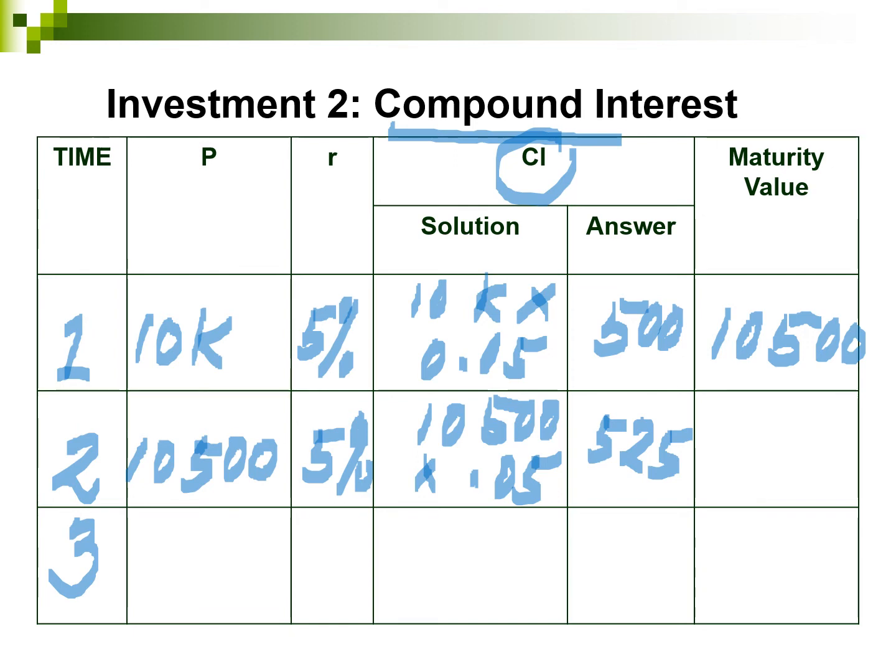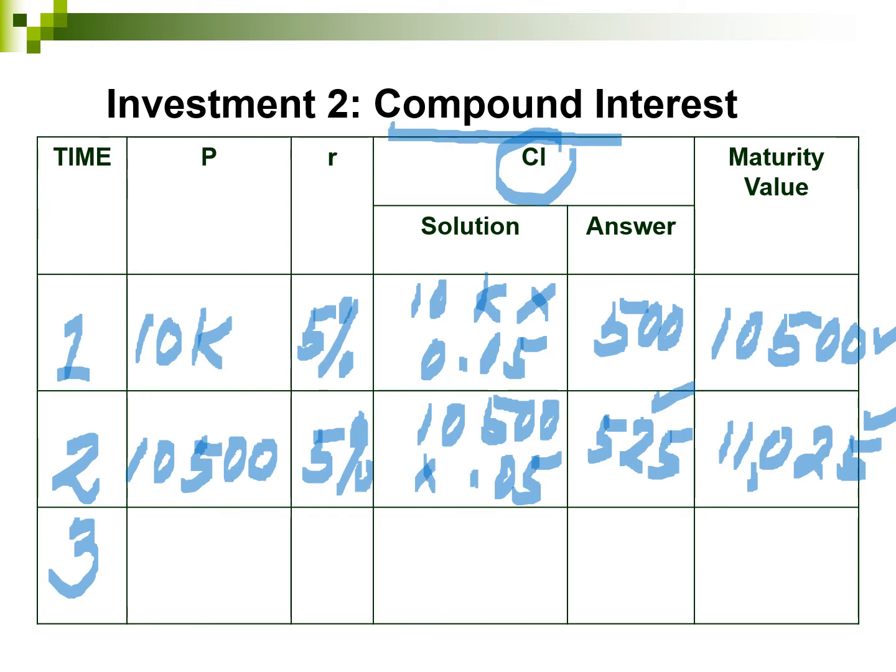And this will become 11,025 pesos. Again, 10,500 here plus the new interest on the second year equals 11,025 pesos. This will be the amount of your money after 2 years.